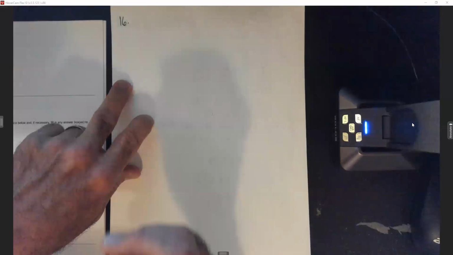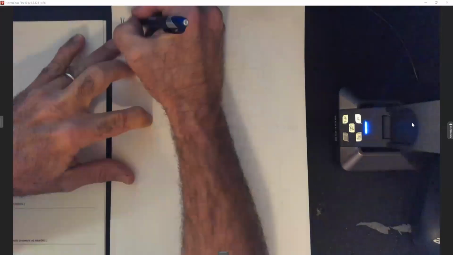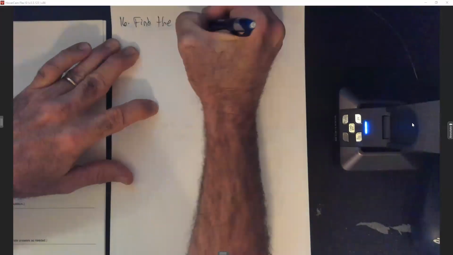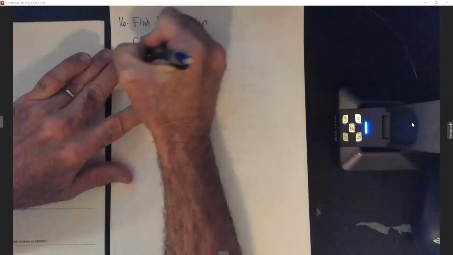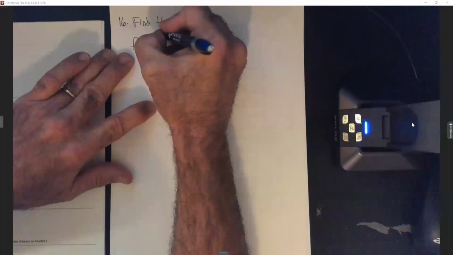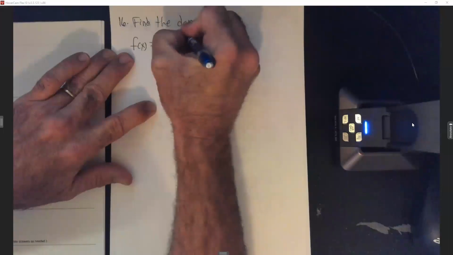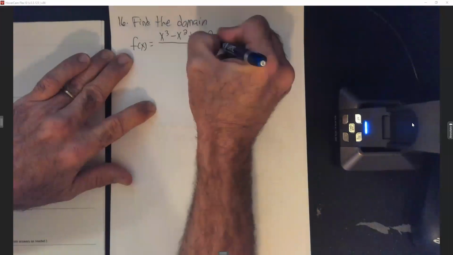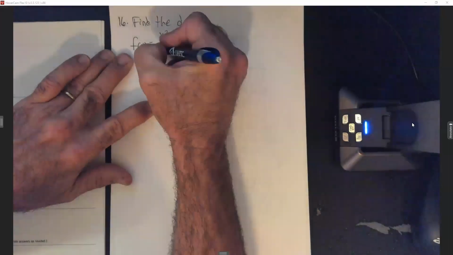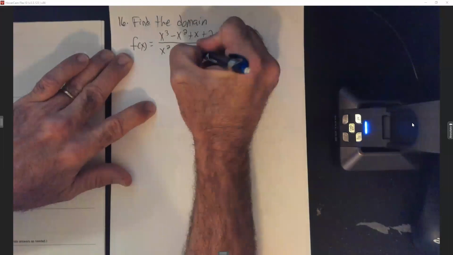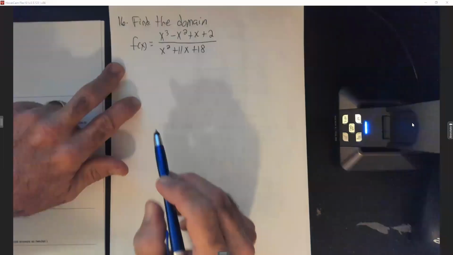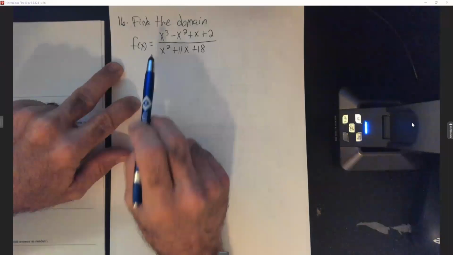All right, let's see. 16 was find the domain. And it is f of x equals x to the 3rd minus x squared plus ax plus 2, all divided by x squared plus 11x plus 18. So I'm going to write the domain in both ways because they want you to answer in set builder notation and then in interval notation.